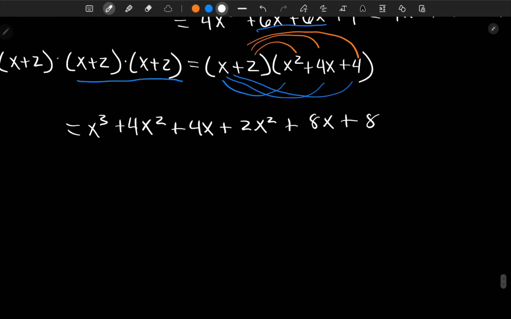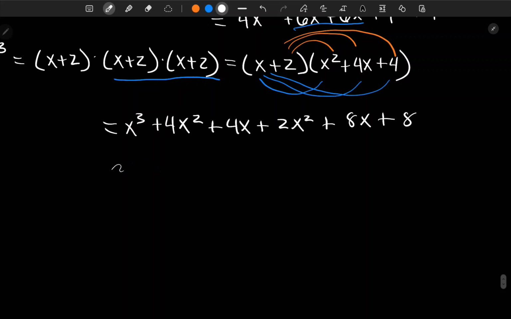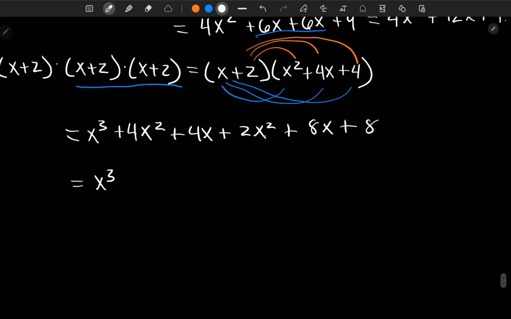And then, simplifying this expression, we keep x cubed as it is, combine the two x squared terms, so that becomes 6x squared, because it's 4 plus 2. Then we have 4x plus 8x, so that becomes 12x plus 8.